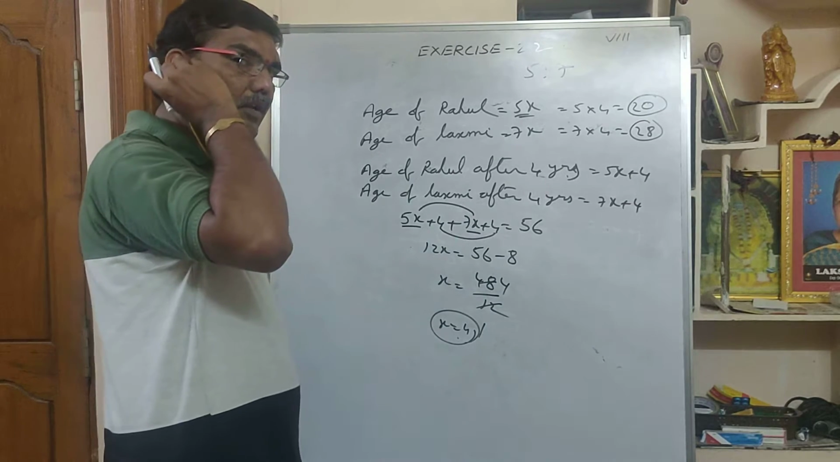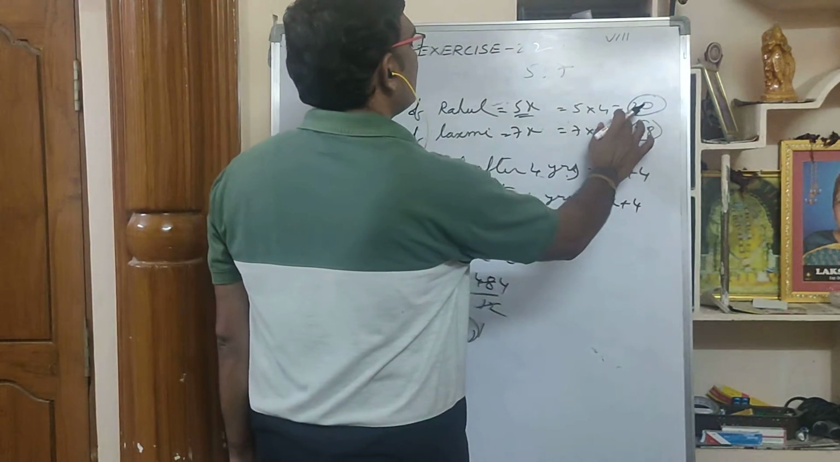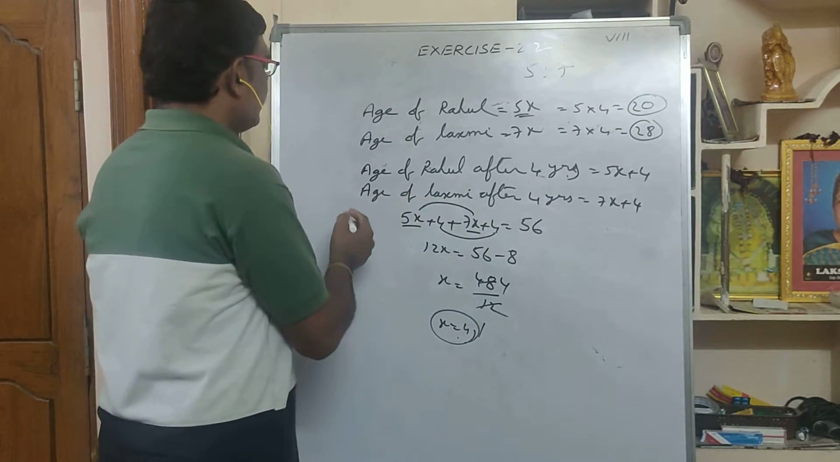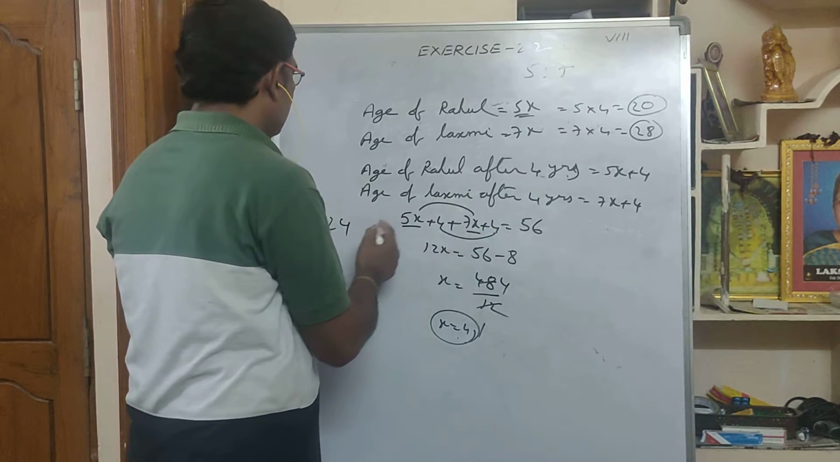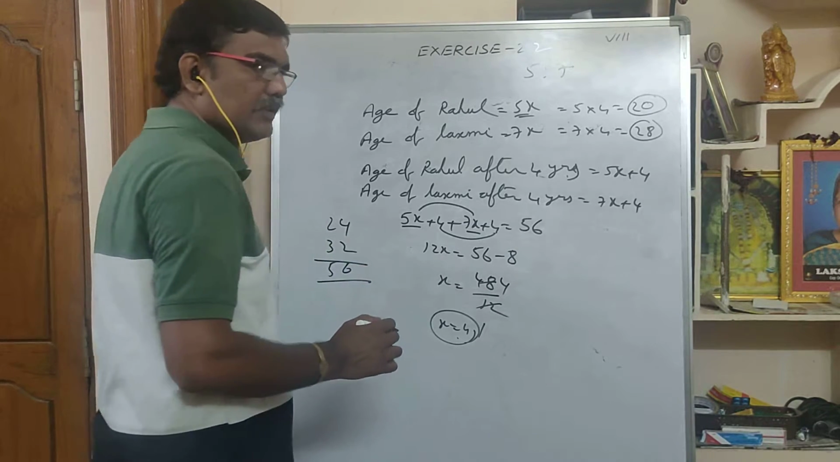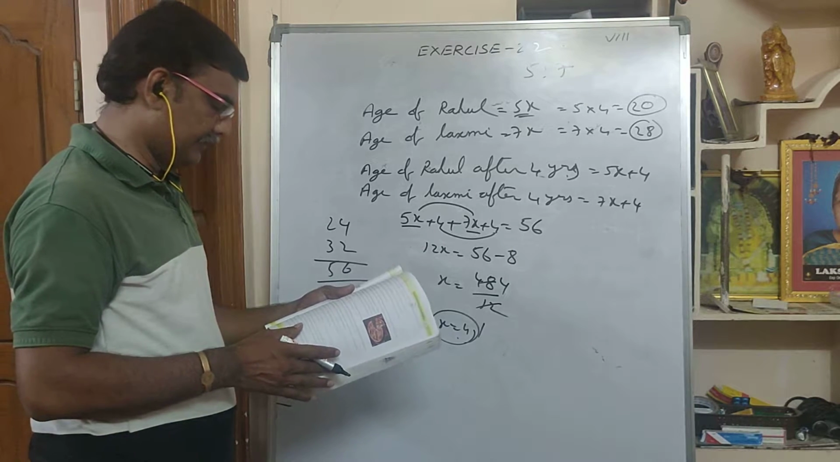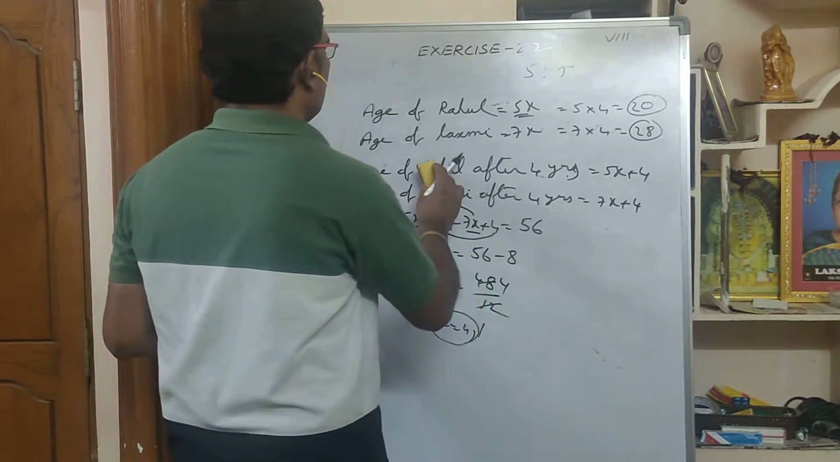Is our answer right or wrong? How can we know? 20 years is the present age. After 4 years his age becomes 24, and here after 4 years her age becomes 32. If you add, you are getting 56. Okay. So next problem. Okay, this is completed. Next problem.